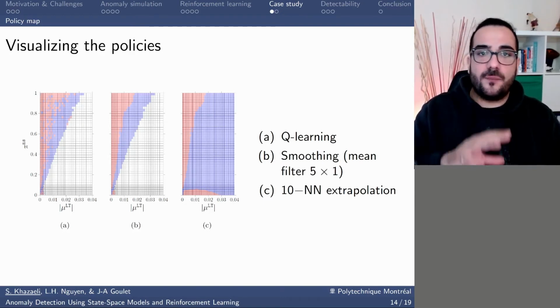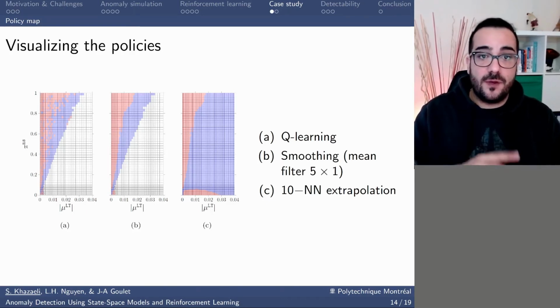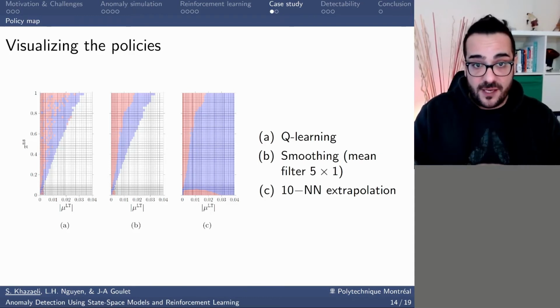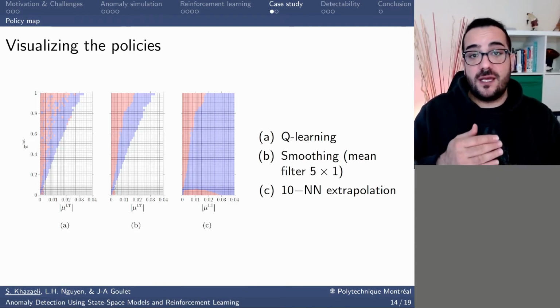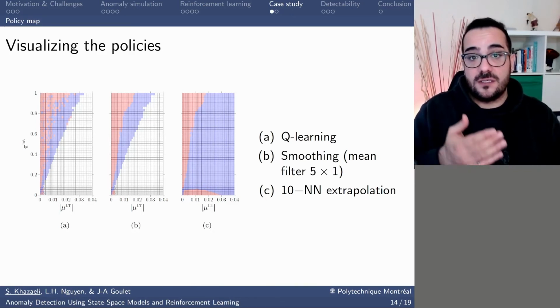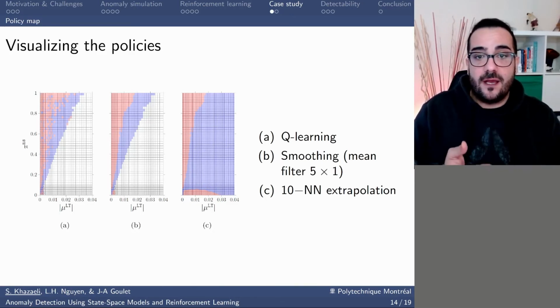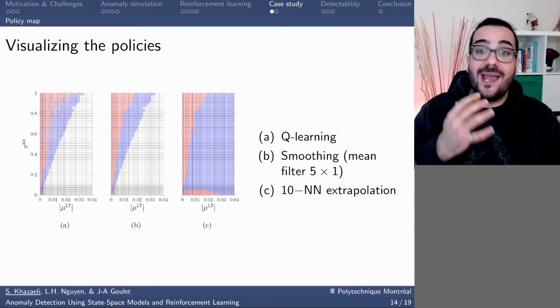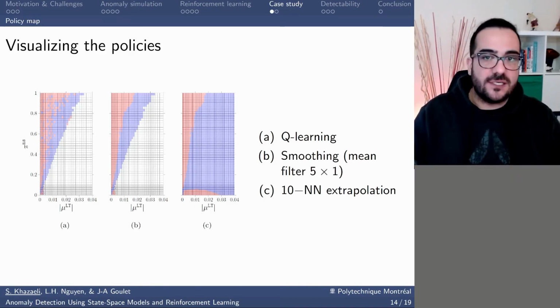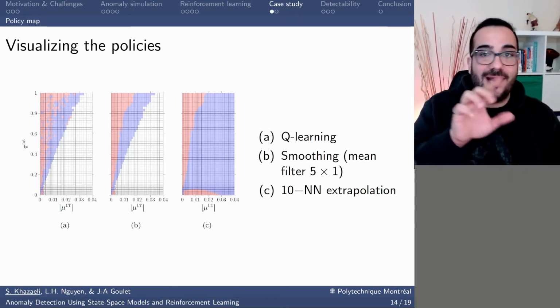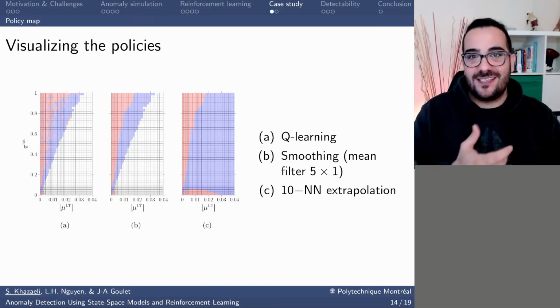We smoothed the policy map in figure A with a mean filter of size 5 by 1, and you can see the results in figure B. And finally, we use the k nearest neighbor, in this case k equals 10, to extrapolate for the non-visited states. So for any time series at any time t, we need to find the state of the agent on the policy map, and according to its color we can see the optimal action.